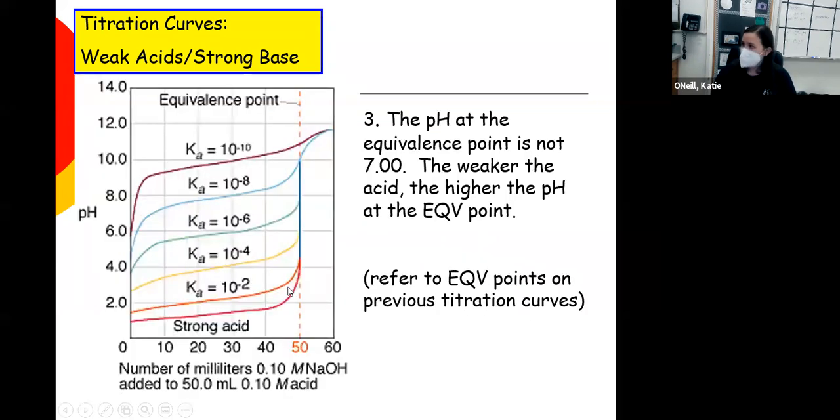All right, and then the third point is that the pH at the equivalence point is not 7. We looked before at how that can shift up or down depending on whether it's weak. In this case, it's a weak acid, so it's going to be shifting in the acidic range. And the weaker the acid, the higher the pH at the equivalence point, because again, you have less dissociation. All right, all good on our first page.